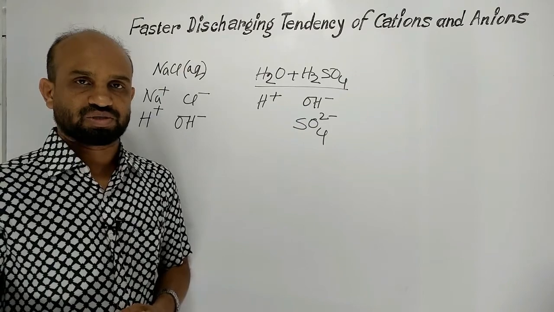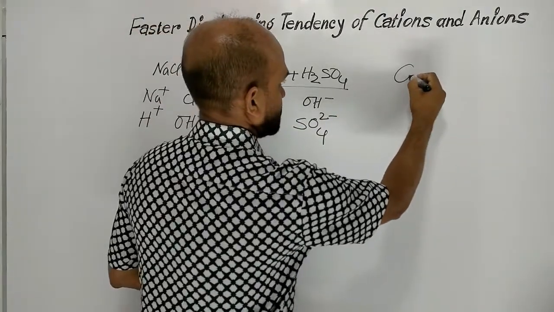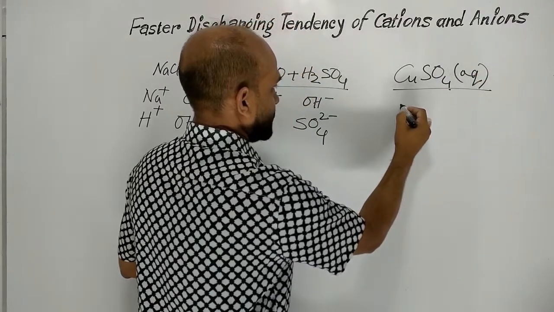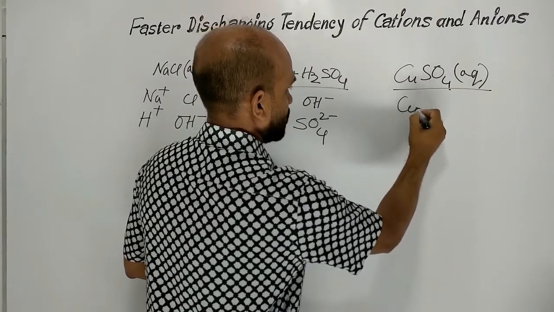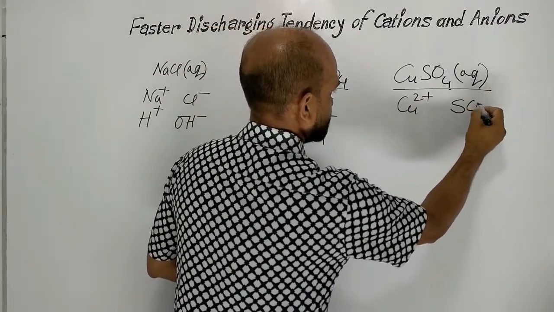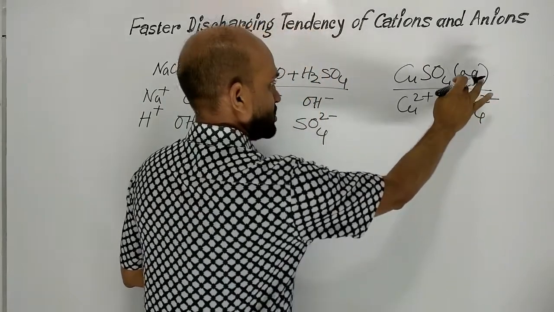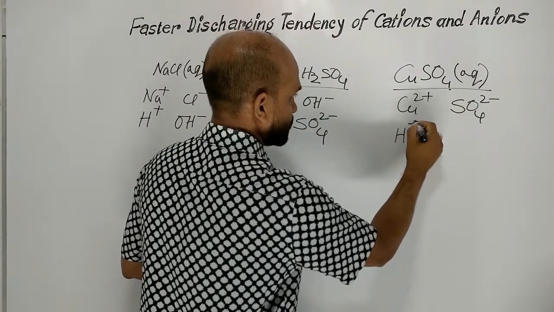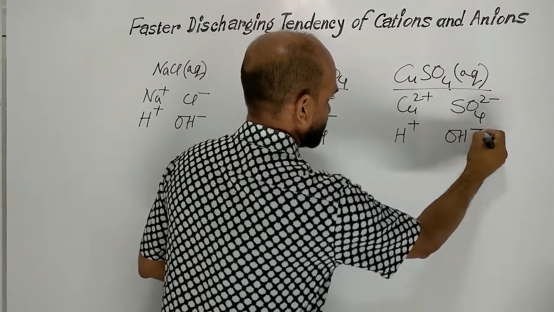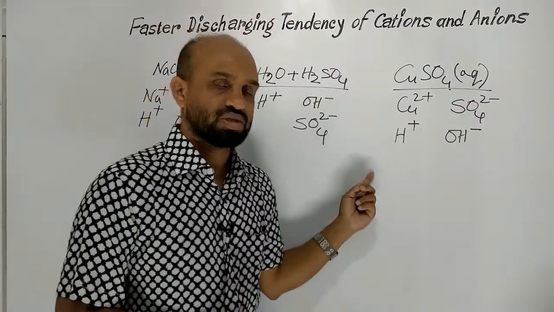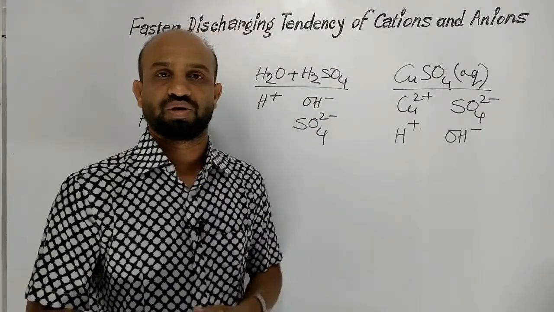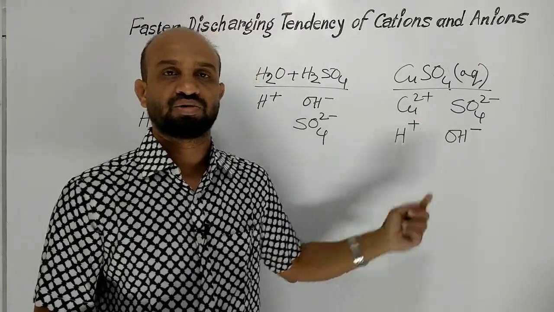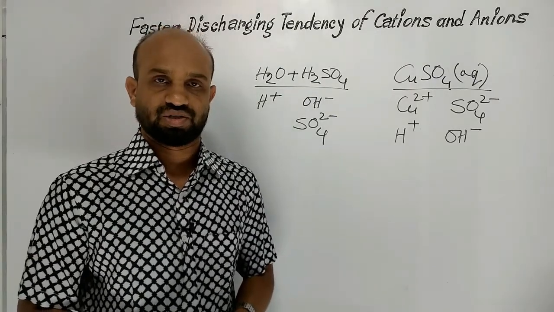Let's see about copper sulfate solution. Aqueous copper sulfate generates copper 2 plus and sulfate 2 minus. Water is here. Water gives rise to proton and hydroxide ion. From these two cations, which cation will be reduced first? And from these two types of anions, which anion will be oxidized first?